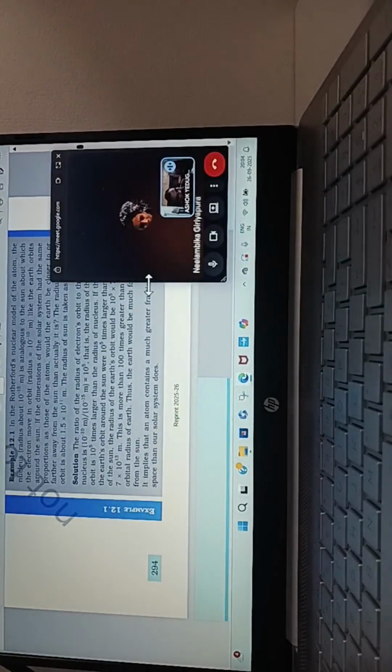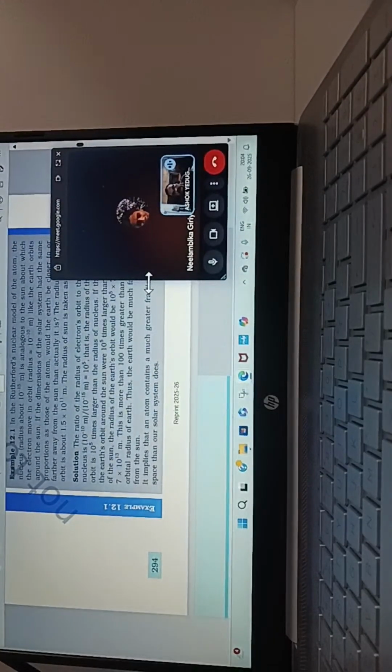Just take the ratio of the electronic orbit to nucleus size. So it will be how much? 10 to the power of how much it will be? 10 to the power of minus 10 divided by 10 to the power of minus 15. This will come 10 to the power of 5. You got it or not? This is the ratio of electron orbit by nucleus size, electron distance and nucleus. Then now Earth divided by Sun's orbit.